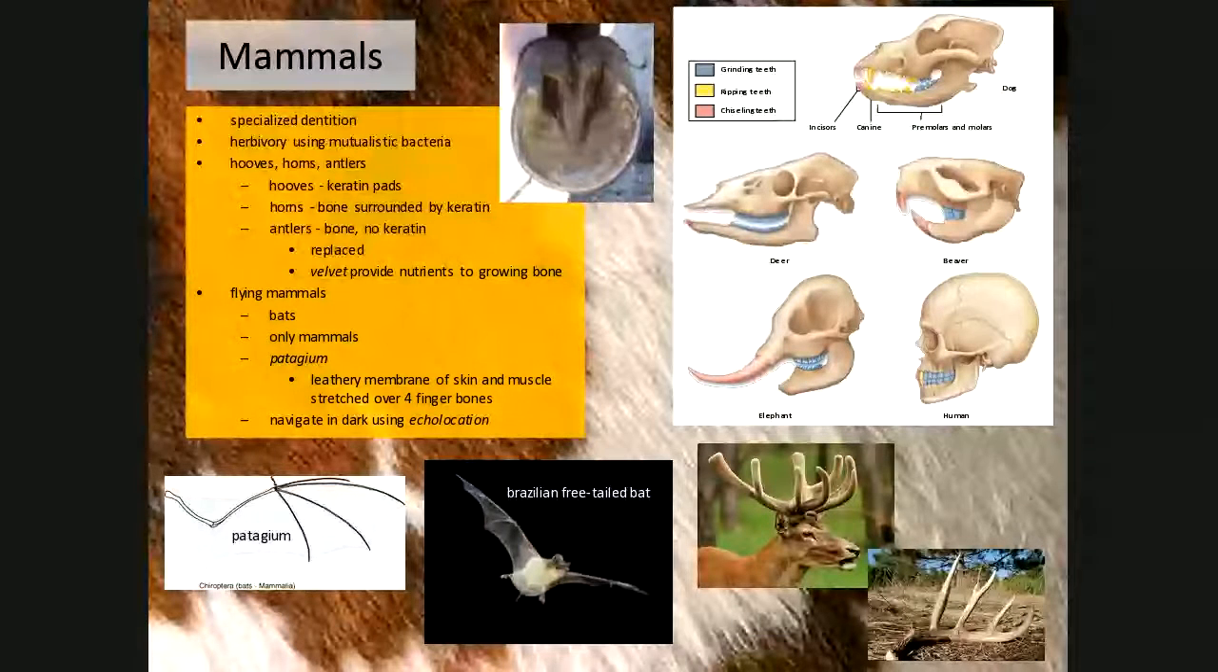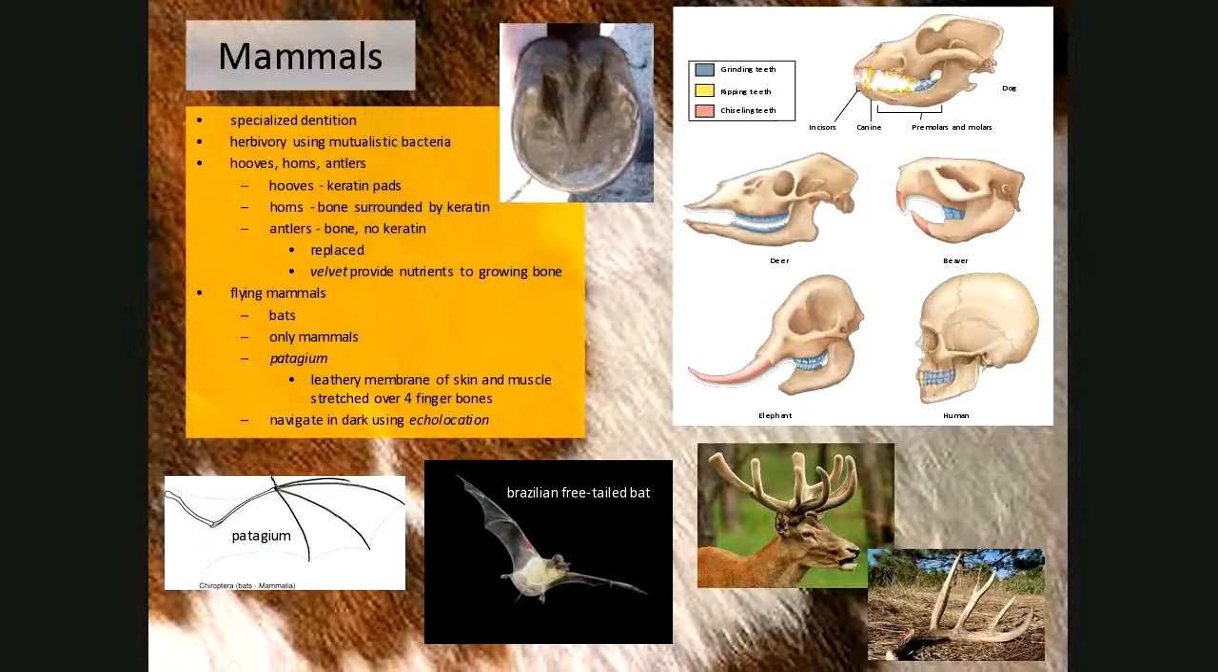The cats will grab their prey around the trachea, the neck, and squeeze. Oftentimes, if human beings come across the carcass of the animal after a kill, there'll be 2 holes in either side of the neck where the canines have grabbed and squeezed the trachea and caused the animal to suffocate.